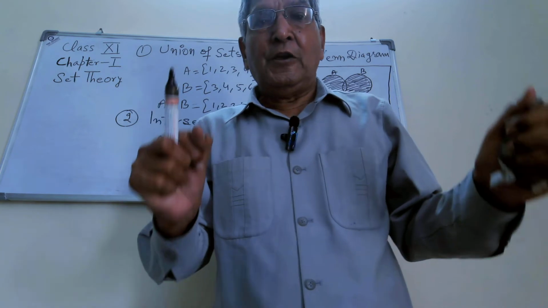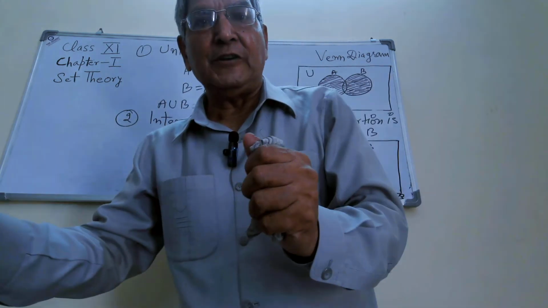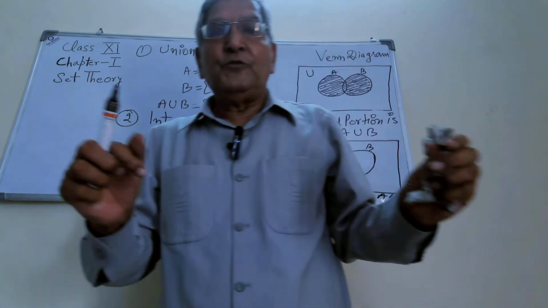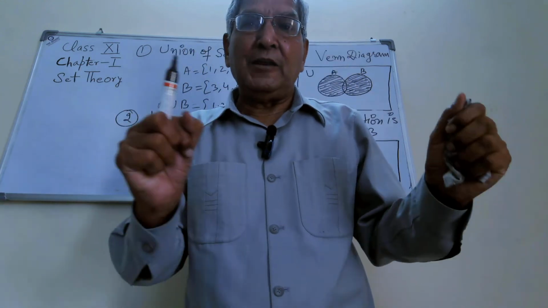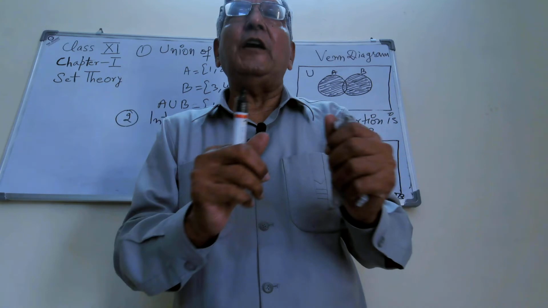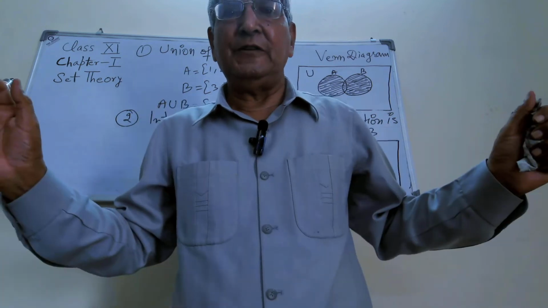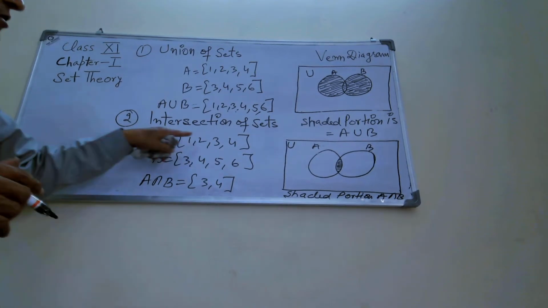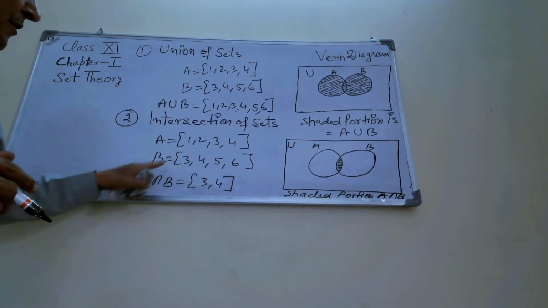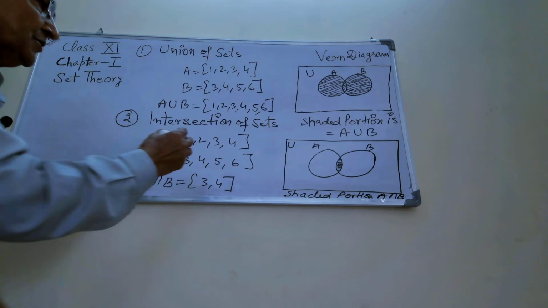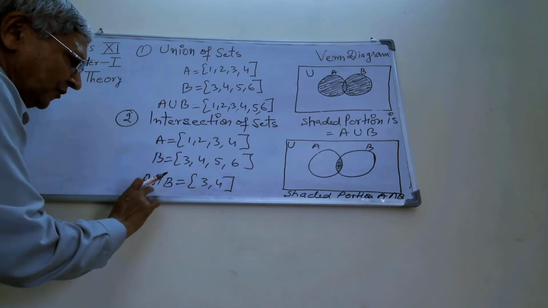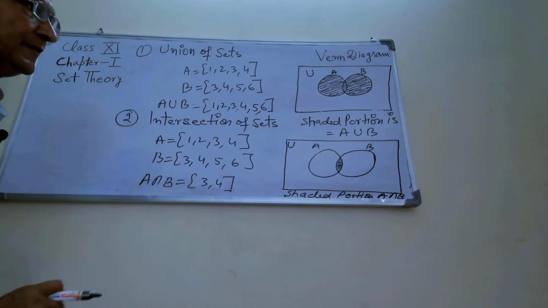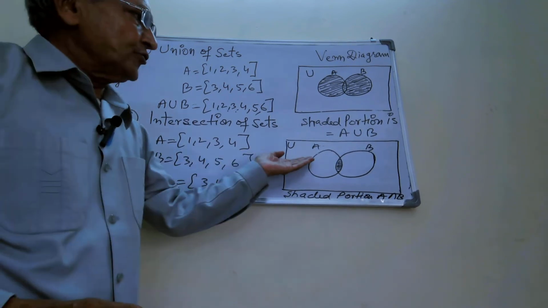In union, we have to take all the elements of A and B but once. But in intersection, we have to take the common elements of A and B, and we have to leave all other elements. So with the help of the example, you have seen A is equal to 1, 2, 3, 4, B is equal to 3, 4, 5, 6. These two elements 3, 4 are in A intersection B.